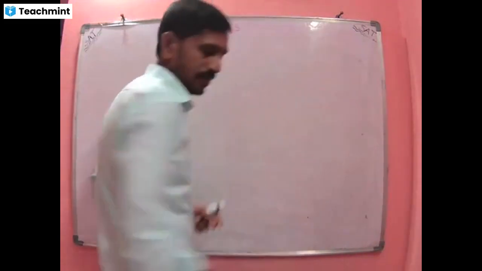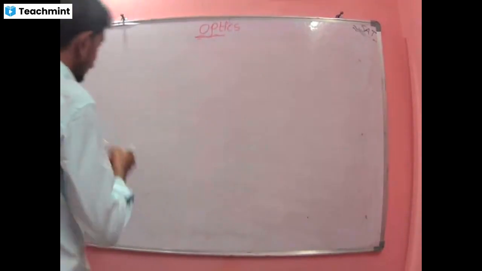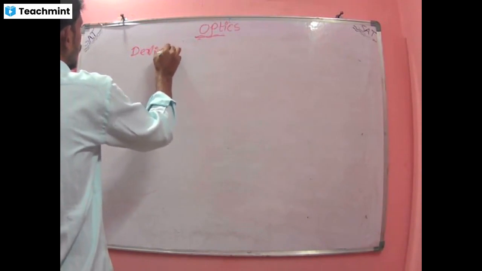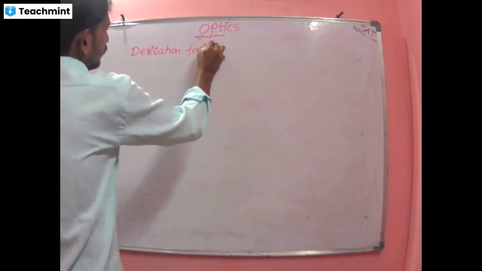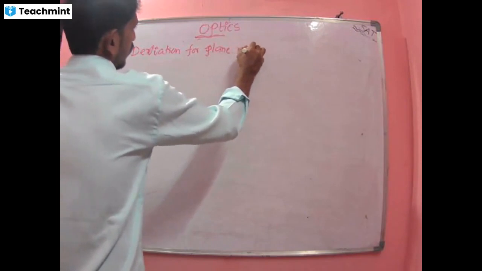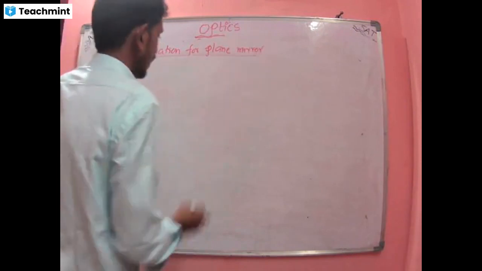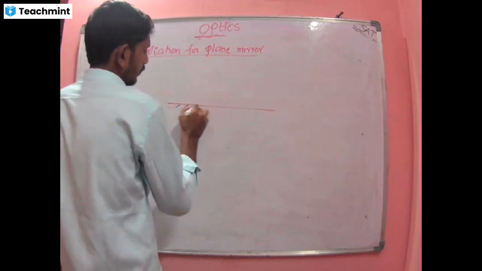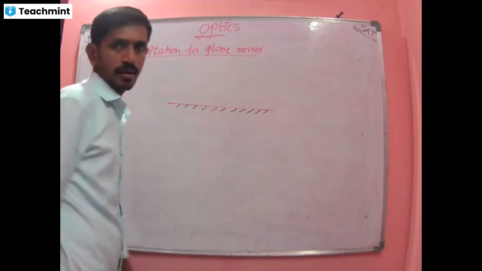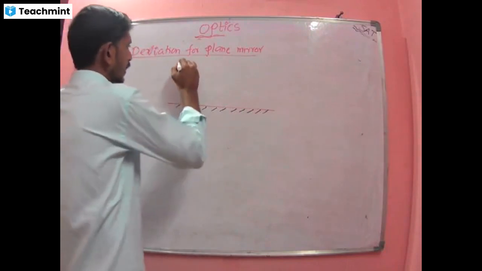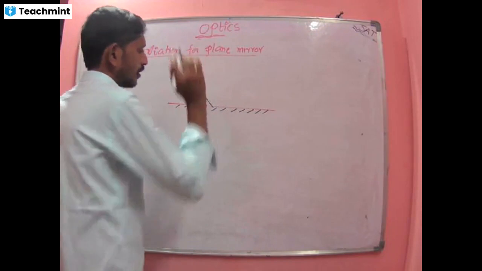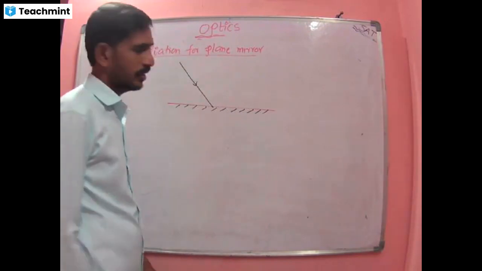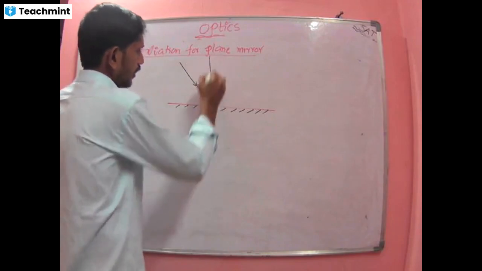Right. Deviation for a single mirror. Deviation for a plane mirror. For example, if you take this plane mirror, I can take this as my incident ray, which falls on this mirror. This point is called the point of incidence, and I draw the normal. This is my normal, N.